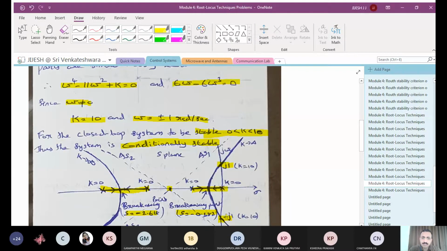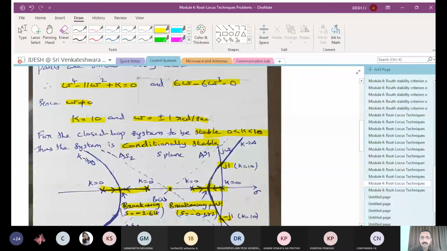With free hands you can just draw that. One more thing you have observed is that you have found the breakaway points. Breakaway point means you have to draw it in these directions, and you got two breakaway points. One is at minus 0.382 and another is at minus 2.618. So I have marked both the breakaway points.